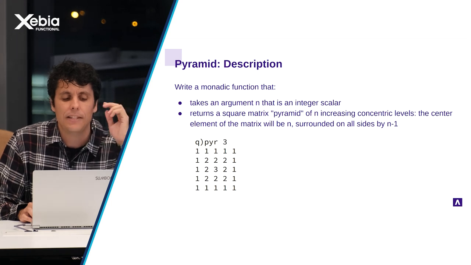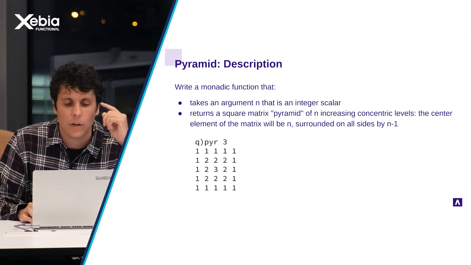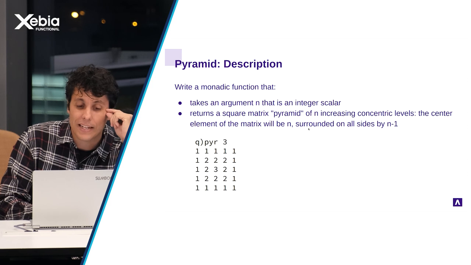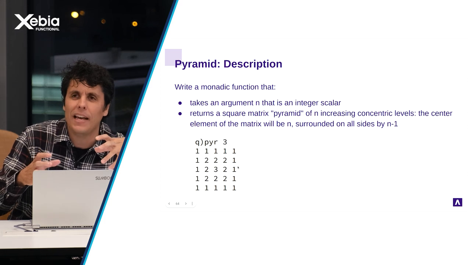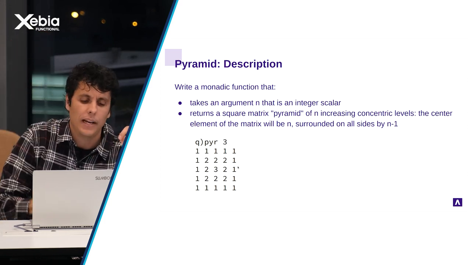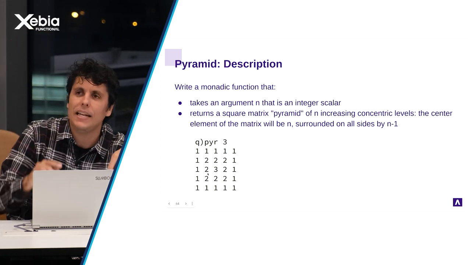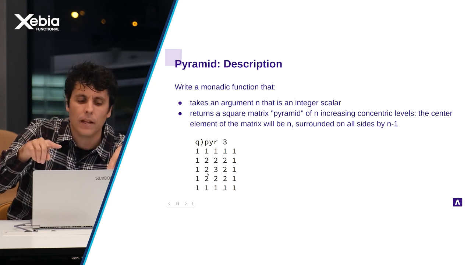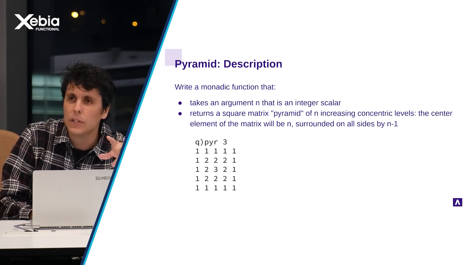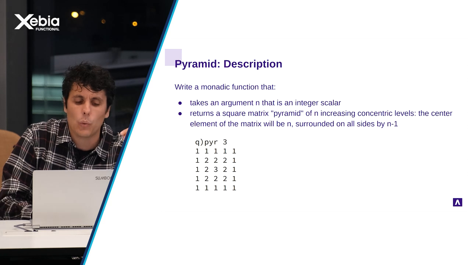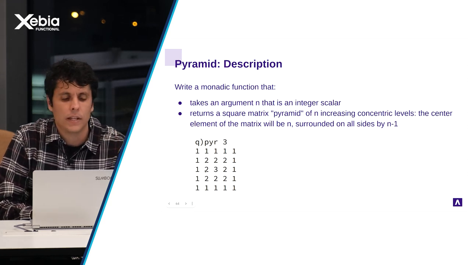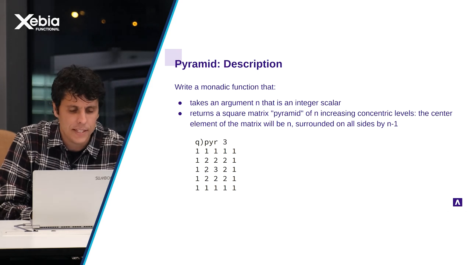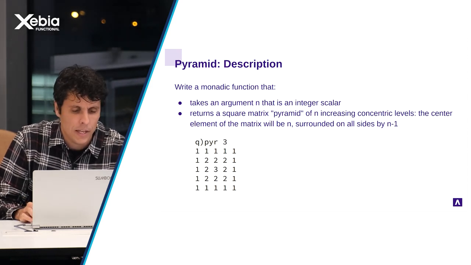The description is that this function takes an argument n, which is an integer. For example, if this integer is 3, we are going to create a pyramid which is seen from outer space, from the top. The 3 is in the middle, the 3 is surrounded by a wall of 2s, and then we have another level which is surrounded by 1s. Okay, the problem is clear? So this is more tricky, something more complicated.